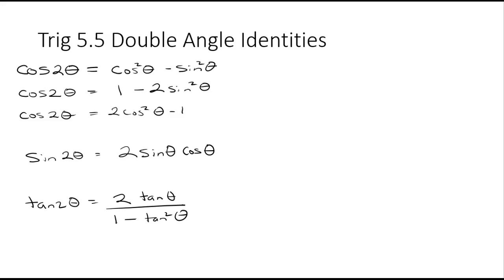Okay, so how can we actually get these double angle identities and how can we memorize them? Well, we can derive them. So we're actually going to prove that these are your double angles. What we're going to do is use the sum and difference of sine, cosine, and tangent to prove the double angle identities.